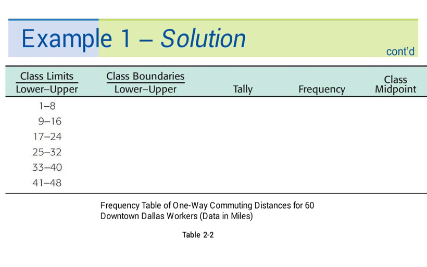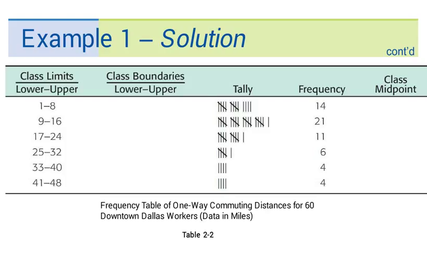So if you're looking at the data set on the handout I gave you, you should find that there are 14 commuting distances between 1 mile and 8 miles. So as I identify each of those commuting distances, I do my tallying, 1, 2, 3, 4, 5, 1, 2, 3, 4, 5, 1, 2, 3, 4, for a total frequency of 14. Okay.